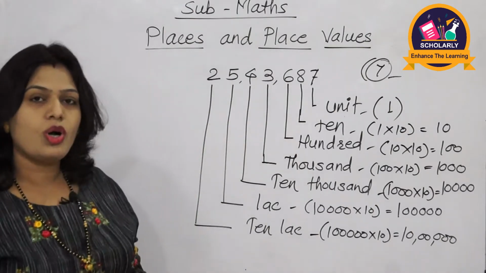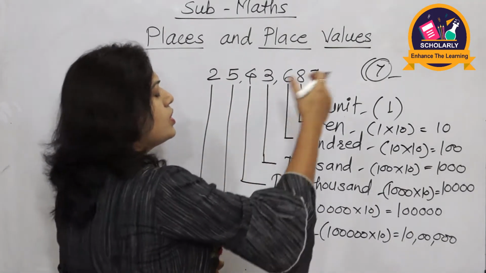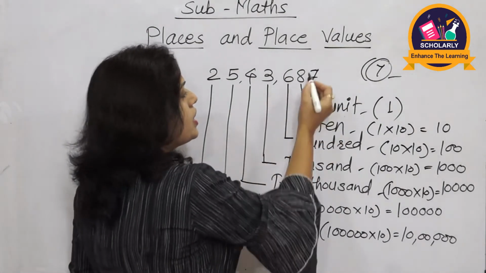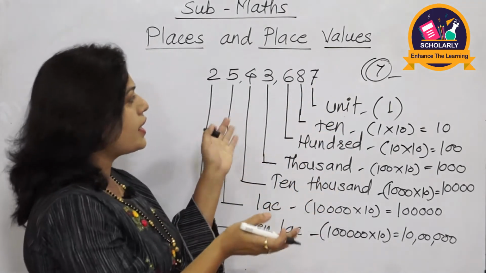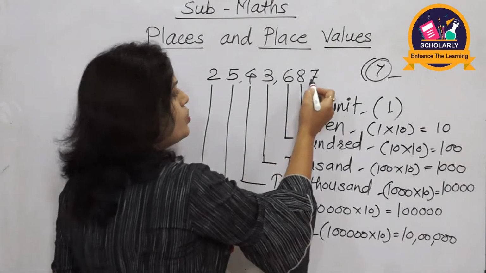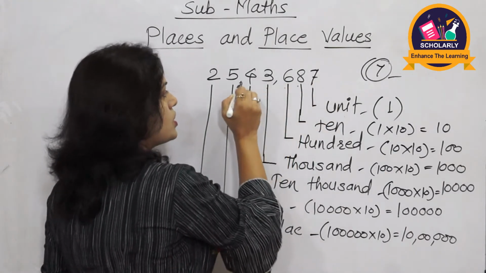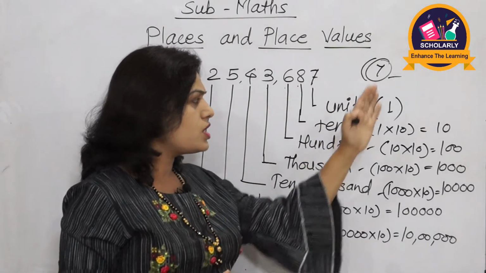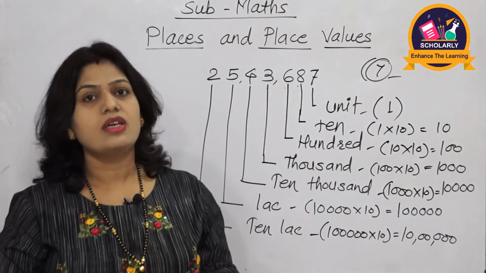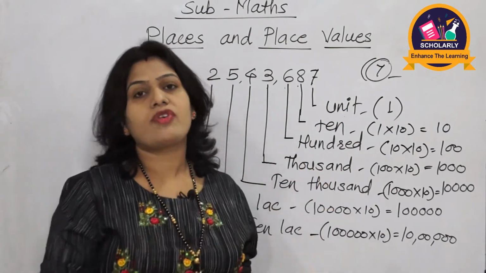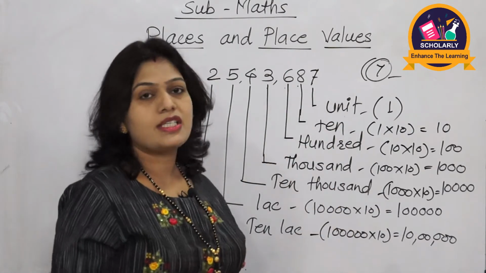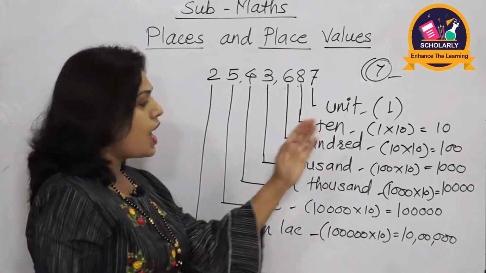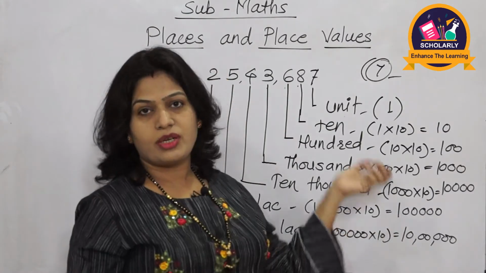So it is very easy to guess the next place. We have to remember this one thing, that each place is 10 times its before place. Unit, 10, 100, 1000, 10,000, 1 lakh and 10 lakhs. Friends, these places are very important for us, because whenever we have to count the place values, we should know the places exactly. So in this way we can count the places. After these places, we can count their place values.